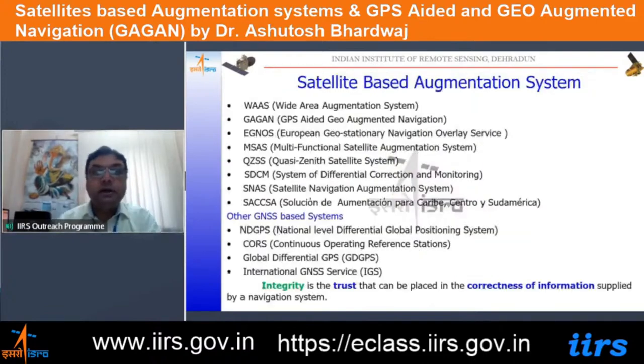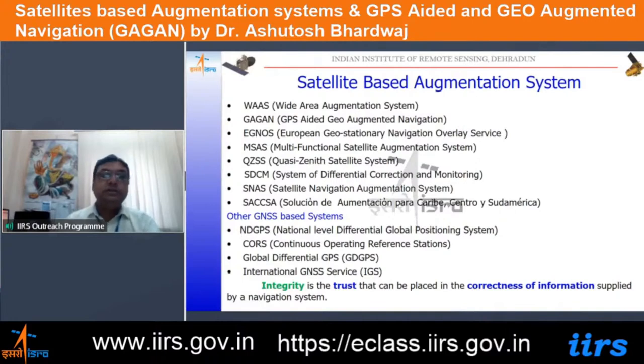Now there are different SBAS systems. For the US region, it is called the WAAS, which is the Wide Area Augmentation System. For India, it is GAGAN, GPS-Aided GEO Augmented Navigation system. For the European region, it is the European Geostationary Navigation Overlay System. Similarly, MSAS is there for Japan, the Multifunctional Satellite Augmentation System. Then the Regional Navigation System QZSS is also there for Japan. Then SDCM is for Russia. SNAS is for China. And for Caribbean countries, it is SACCSA, which is used for a good number of countries.